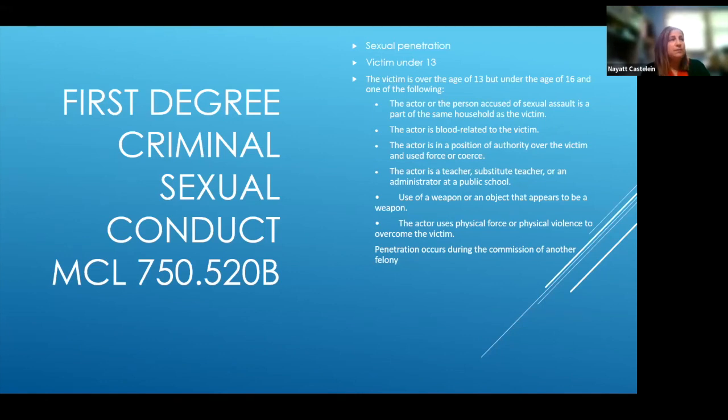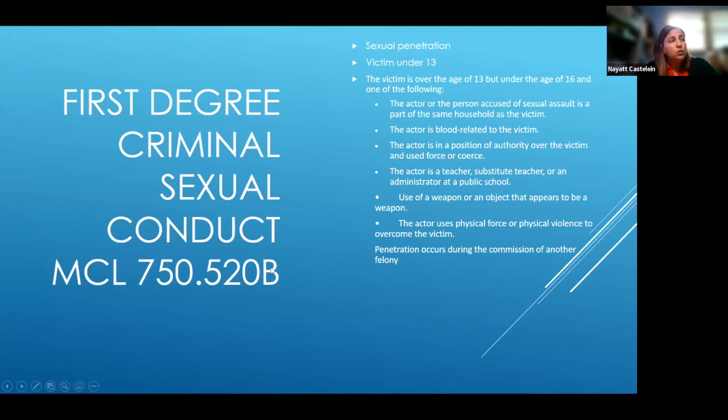If there's a use of a weapon, or if it's during the commission of another felony, that's going to bump it up to a first degree. But the biggest thing with this is that penetration is an element of that offense. So that will automatically raise the ante on these cases. And of course, the statute does have a lot of other information that would bump it up, but these are the major key points for this offense.